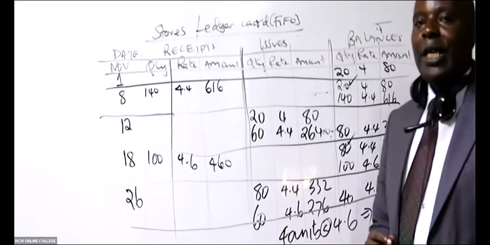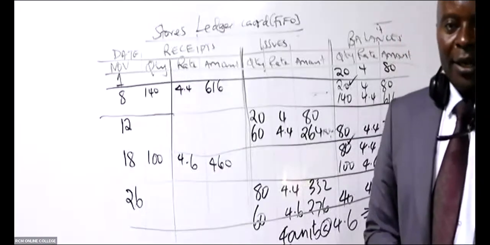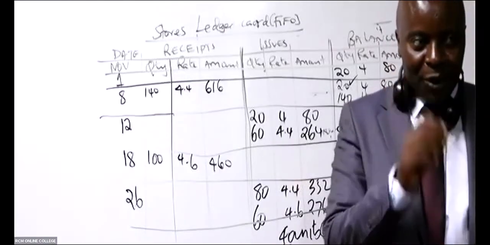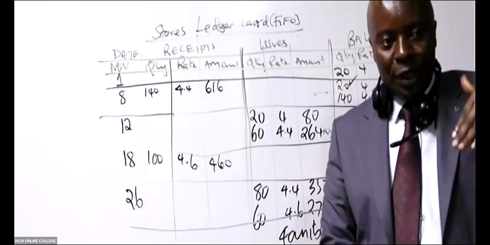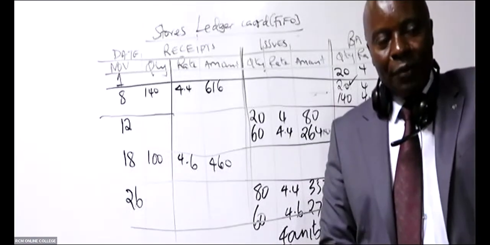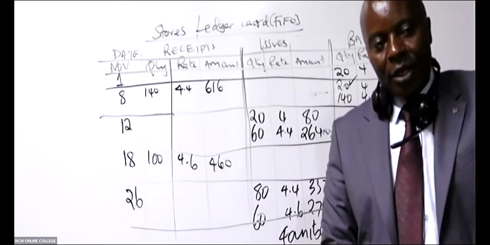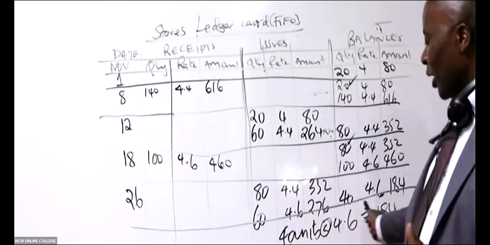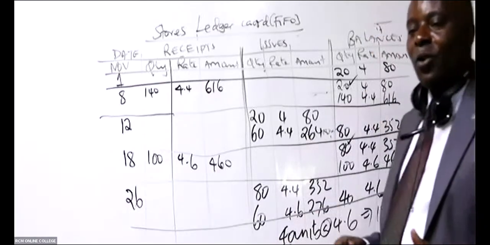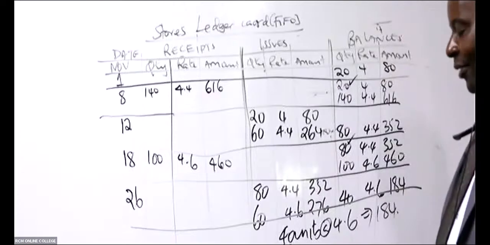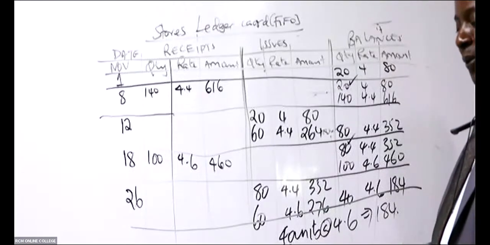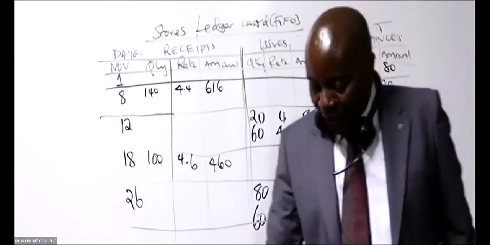So when you go to the income statement, you'll be able to see there the income statement. We normally have sales, cost of sales. Cost of sales, we have opening inventory, add purchases, less closing inventory. So the closing inventory for that month will be this. 184, like that. So is that okay, ladies and gentlemen?